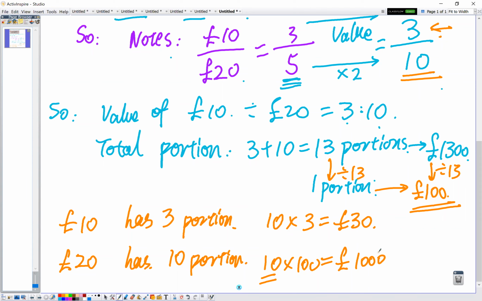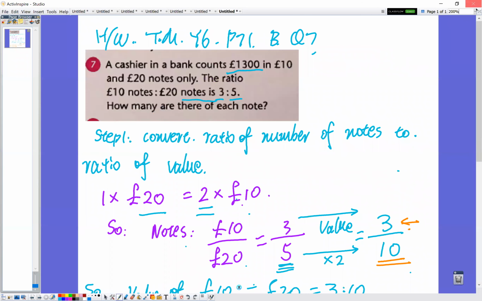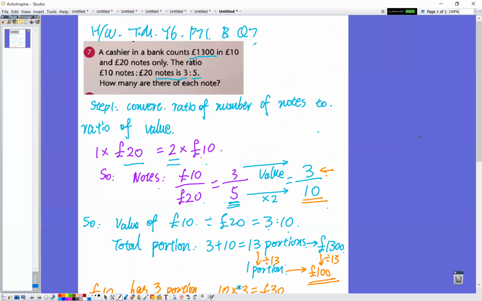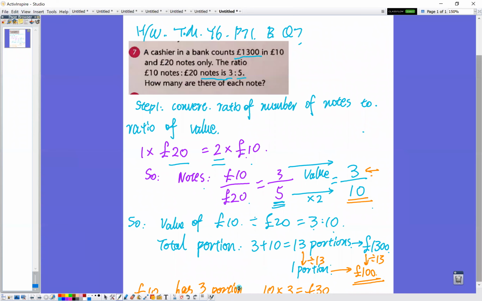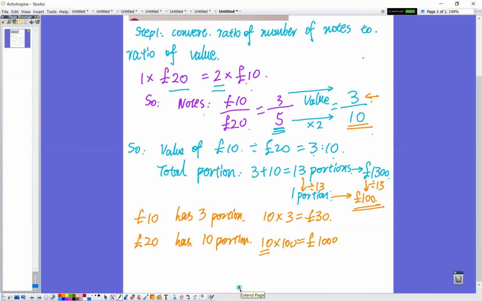Now, the question is not asking how much money you have. The question is asking how many there are of each note. So for that reason, we had to convert back to find out how many notes they have separately. Because one portion is 100, so £10 should be 300. So the £10 note has 300 pounds. So the number of notes is 300 divided by 10. We have 30 notes.